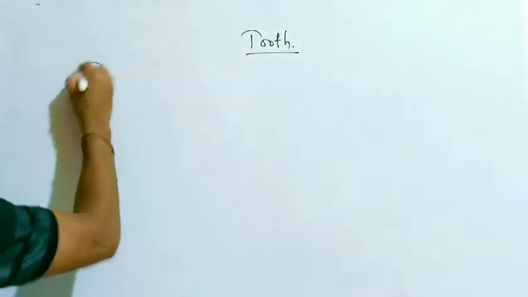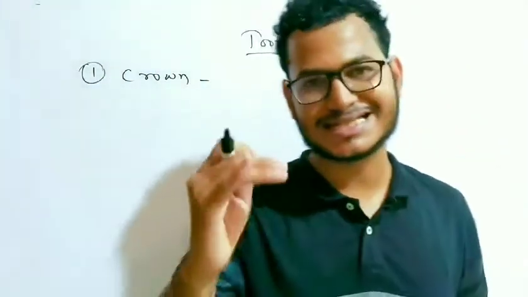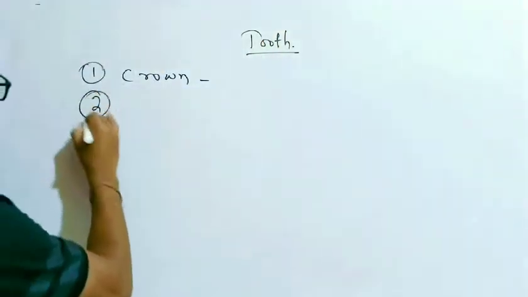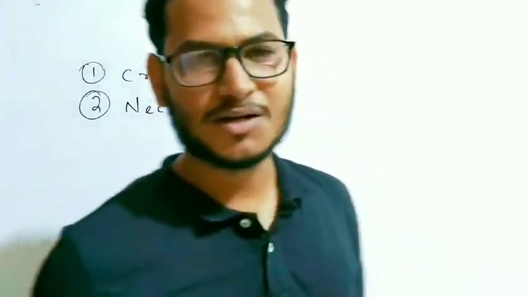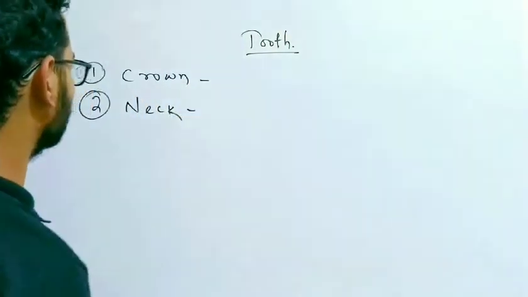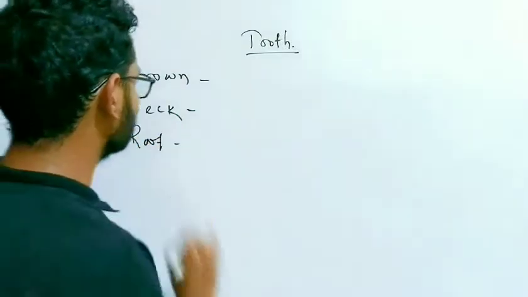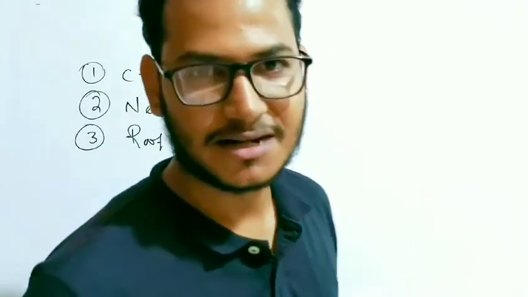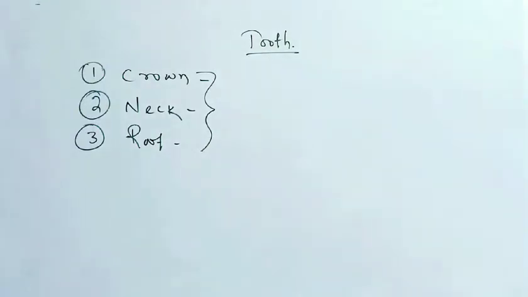It is divided into three important parts. Number one is the crown. It is the uppermost part of the tooth which is seen to our naked eyes, meaning it is present above the gum. The second part is the neck. It is the part which is surrounded by the gum, present just below the crown. The third or last part is the root, which is not seen to our eyes because it is present below the gum. Clear? So these are the three important parts of the tooth.